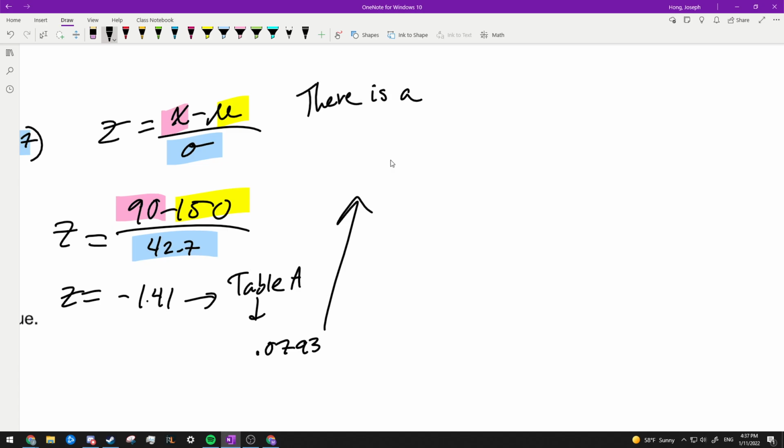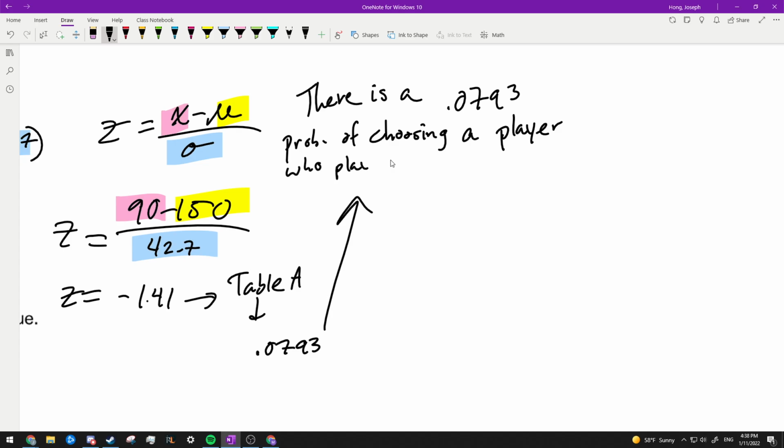And in conclusion, you need to write in English: there is a 0.0793 probability of choosing a player who plays less than or equal to 90 minutes per day. So not too bad.